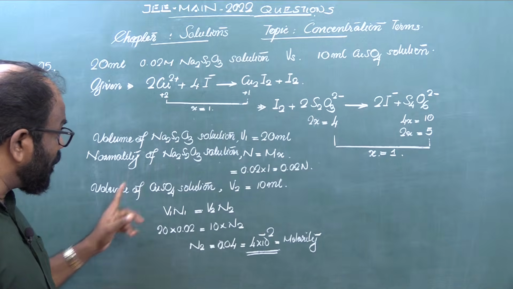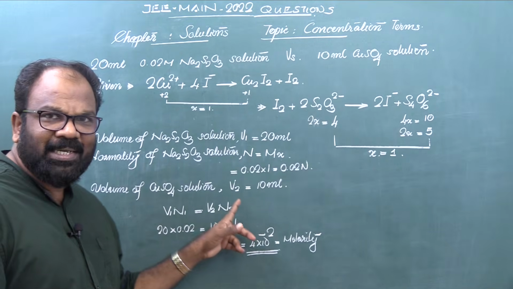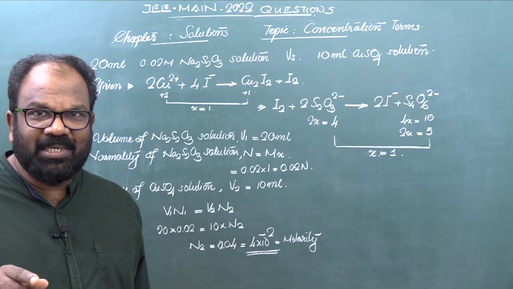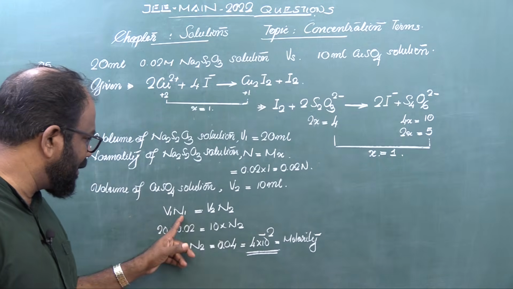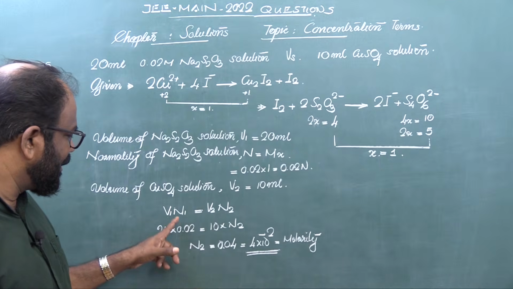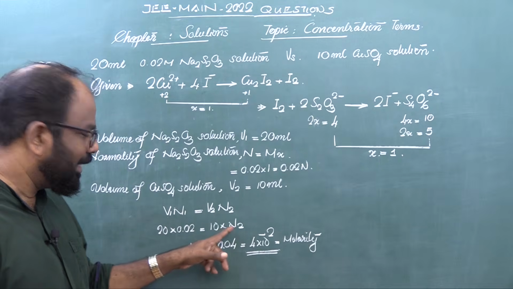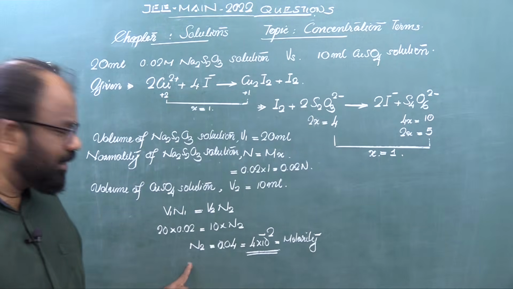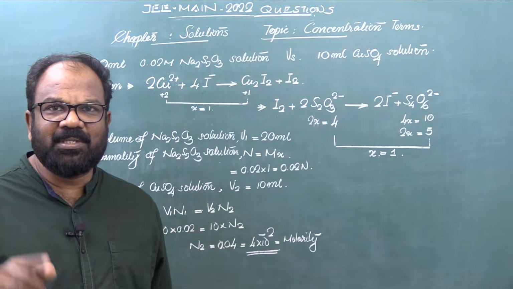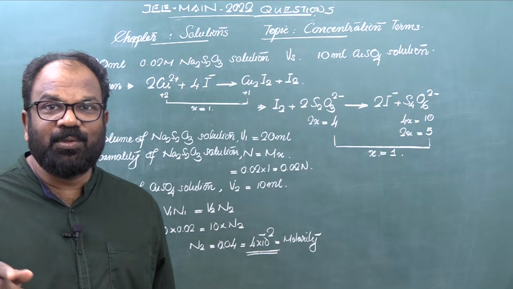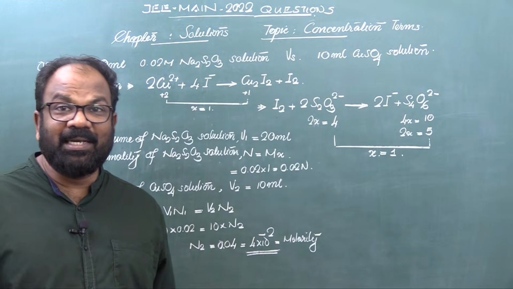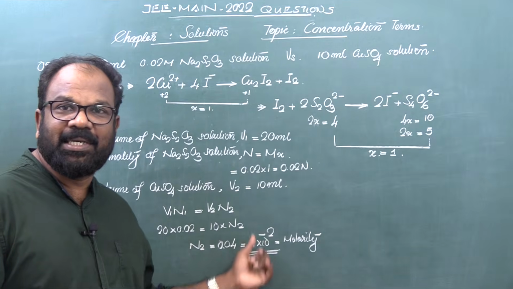The volume of copper sulfate solution used for titration, V2, is equal to 10 ml. For a titration reaction, the equation is V1N1 = V2N2. Then substituting the values of V1, N1 and V2, N2 can be calculated. That is equal to 4 into 10 raised to minus 2. This is the normality of copper sulfate solution, which is also equal to its molarity because the change in oxidation number is equal to 1. So here the final answer is 4 into 10 raised to minus 2.